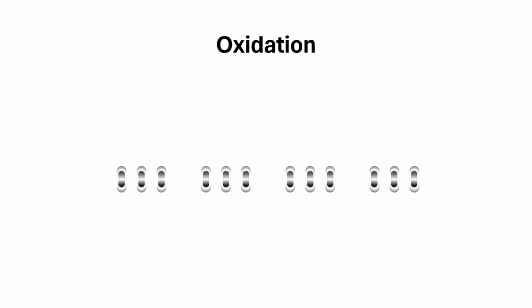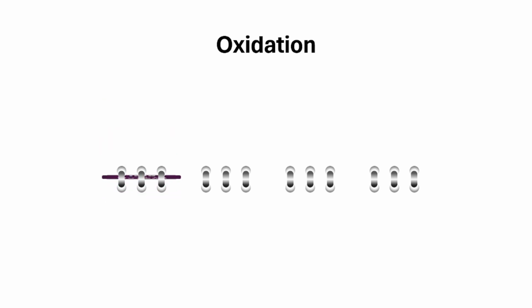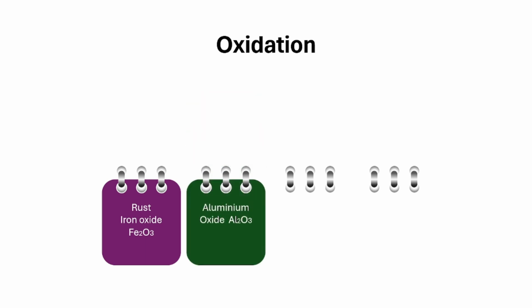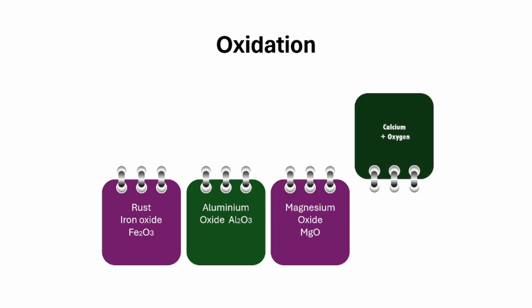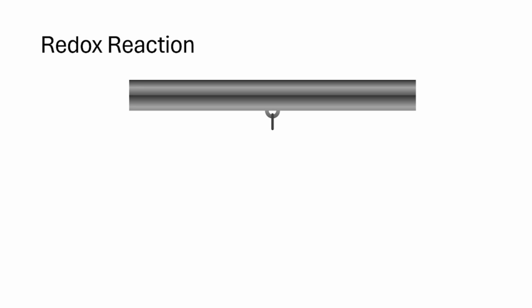Iron in air or oxygen forms rust, which is iron oxide. Aluminium also rusts, forming aluminium oxide, but the rust is formed on the surface only. The aluminium present inside is not rusted, like in the case of iron. Magnesium in the air forms magnesium oxide, and calcium forms calcium oxide, which are white powders. The term redox is the short form of oxidation reduction.